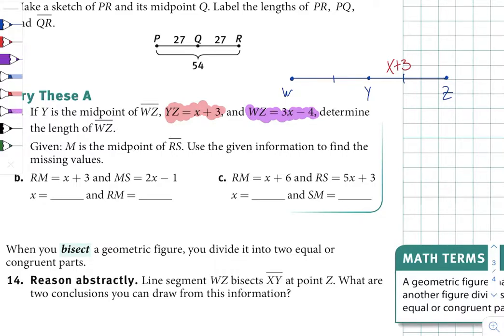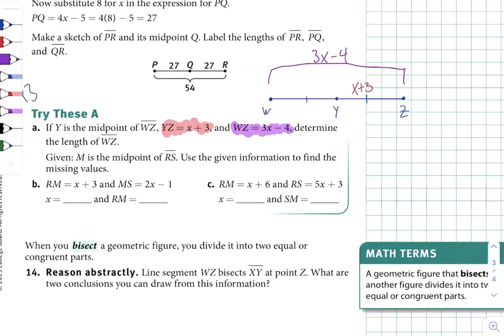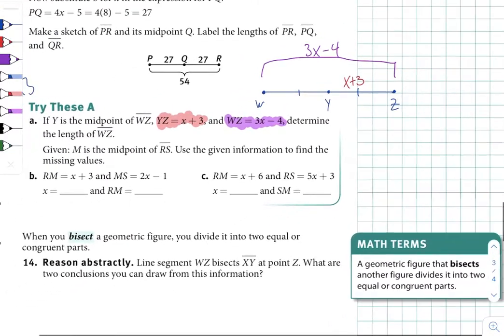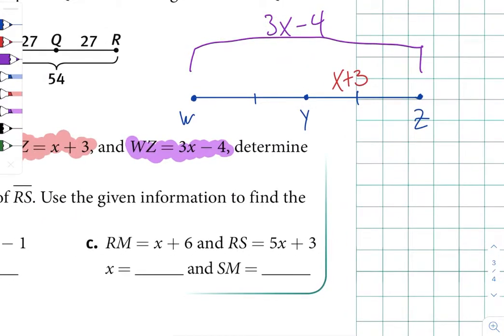Now, WZ is the entire line segment. I'm sorry, 3x minus 4. I think I said 3x plus 4. Sorry about that. So now we need to determine the length of WZ. I think there's really two ways you can handle this. I think the easiest way for people, maybe I'm wrong on this, is that if I know YZ is x plus 3, then so is WY. These two segments are the same, so I'll write that into my picture.